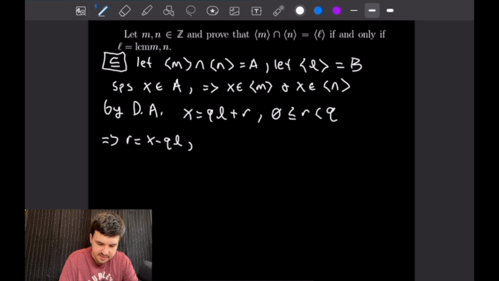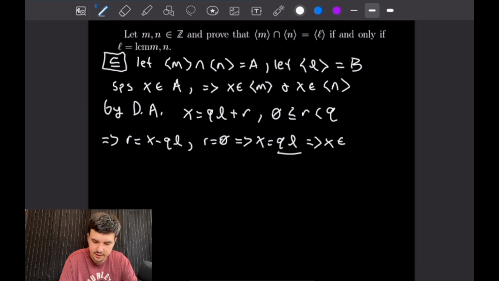So I'll go ahead and write that. R is equal to 0, but that means that X is equal to Q times L, and that will finish off this forward inclusion. As we have X is equal to Q times L, that must mean that X is in the set generated by the LCM L there.